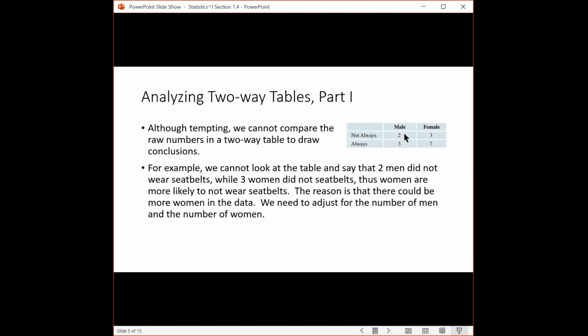So you can't look at this and say, oh, there's two men who do not always wear their seatbelts, there's three women who do not always wear their seatbelts, thus the women are more likely to not always wear their seatbelts. It doesn't work that way. The issue is that you could have more women than men, and the number of women could end up overwhelming the fact that we've got 3 here.